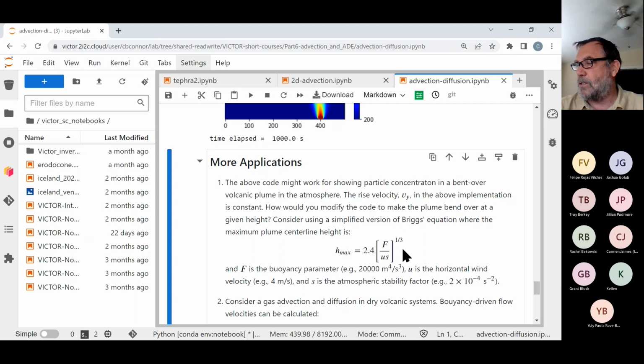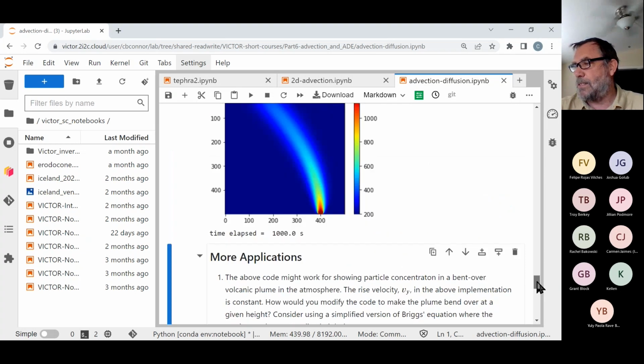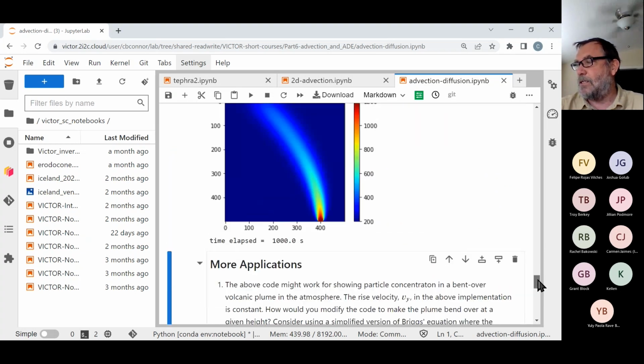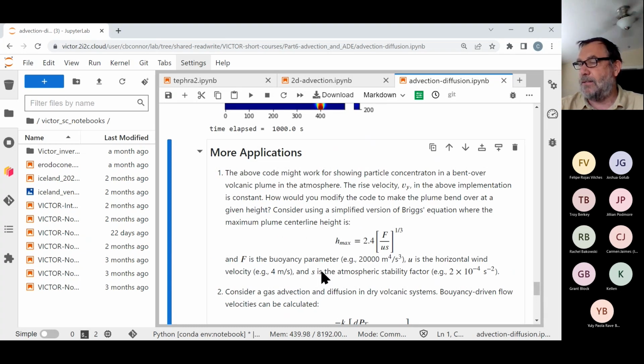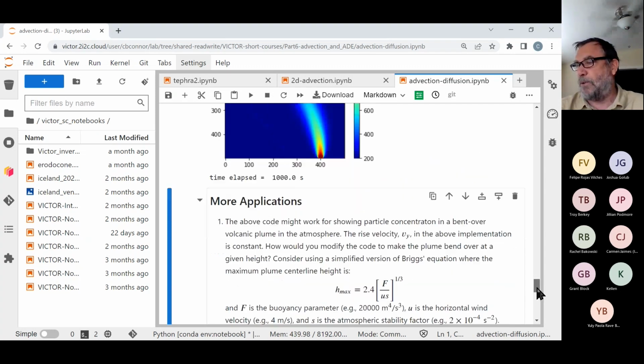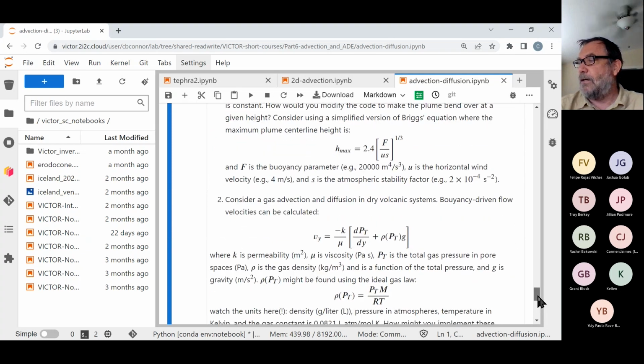And so the height it's going to rise to is going to be equal to this expression. And so you could simply alter your wind velocities to reflect that simplified expression of the buoyancy of the plume and generate a bent over plume, right? That's a simple way to do it.